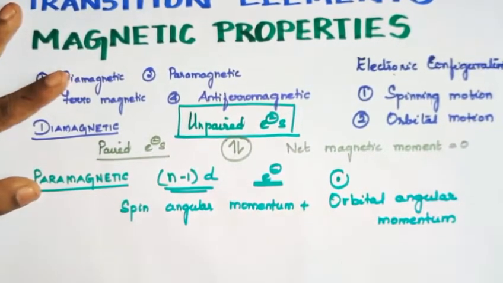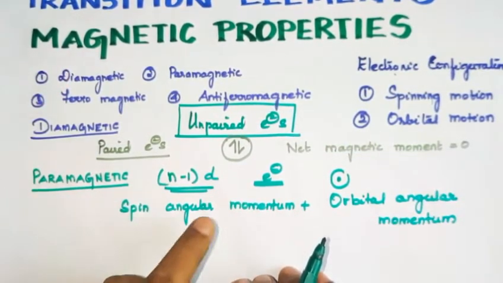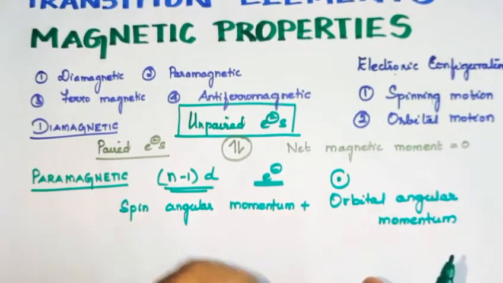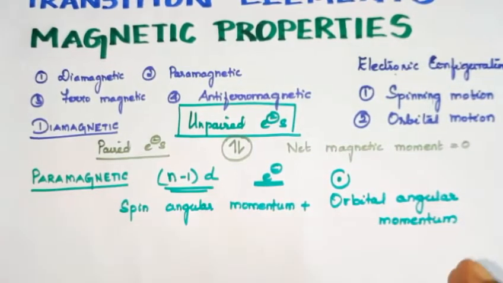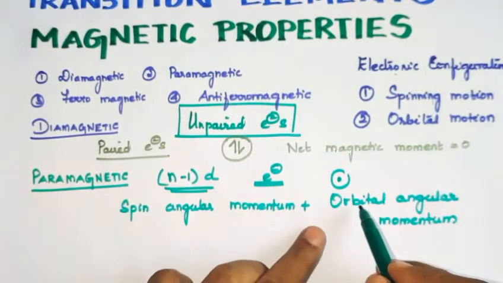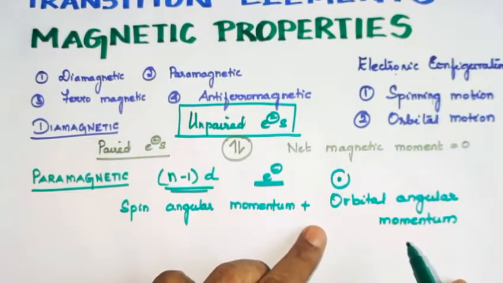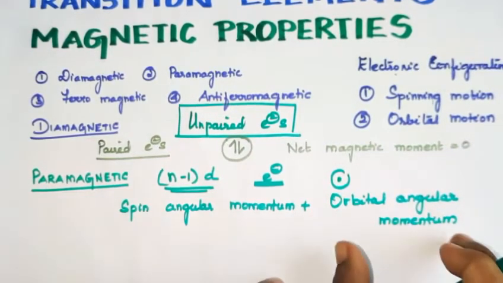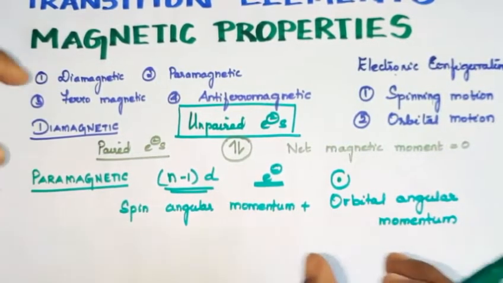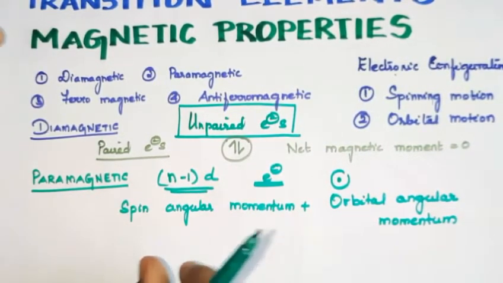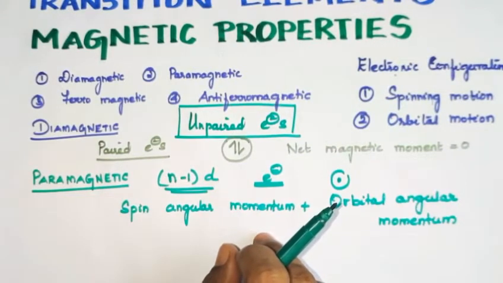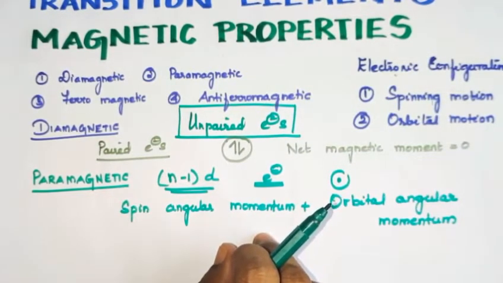In the 3D series, the orbital angular momentum is very less. This means the magnetic moment in the 3D series is spin only magnetic moment. The orbital angular momentum is very less, which means it's neglected, so you take only the spin only angular momentum.